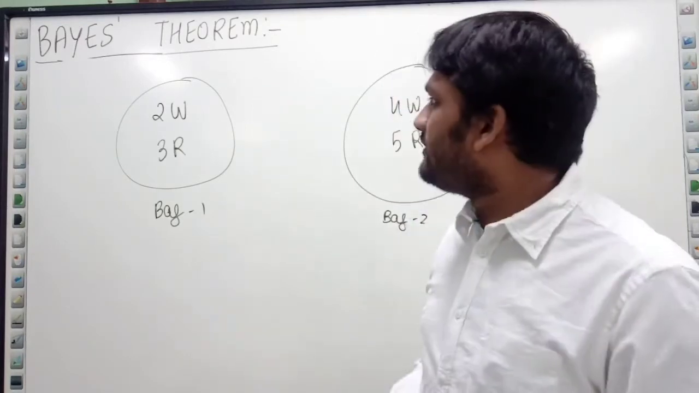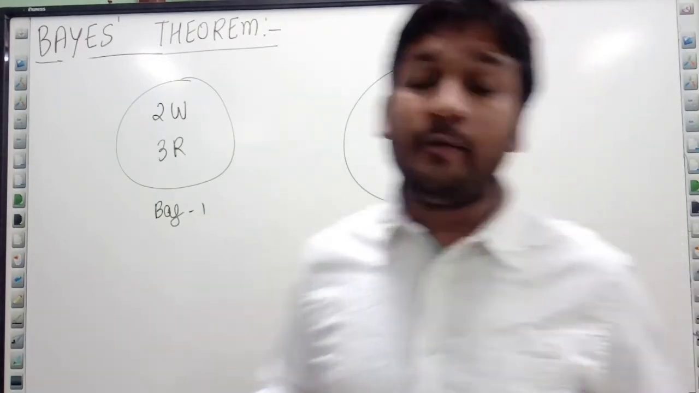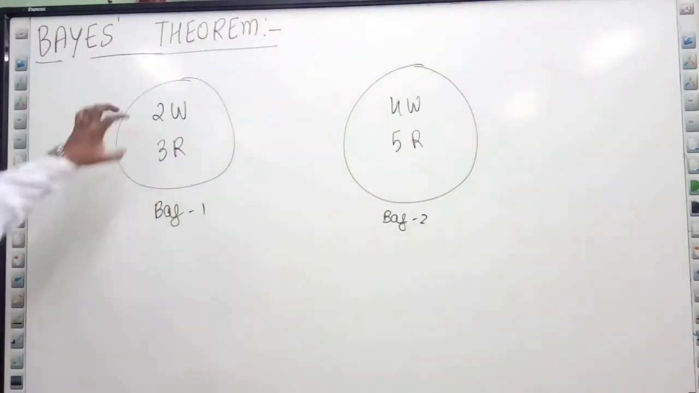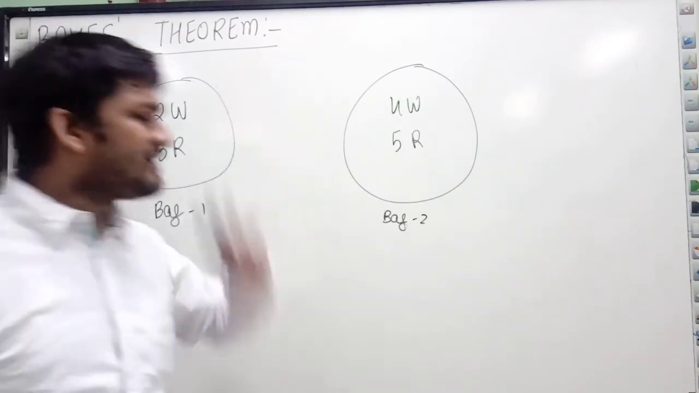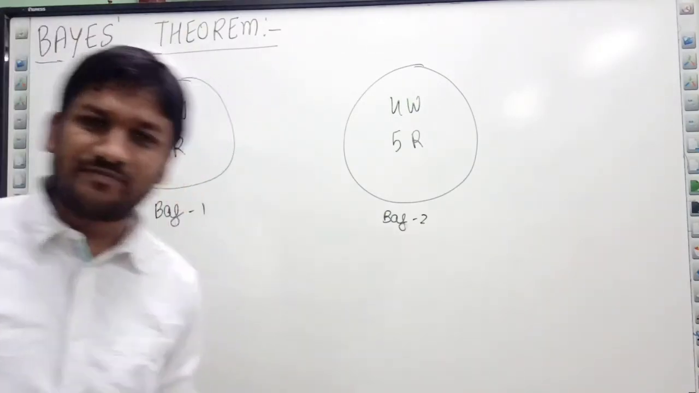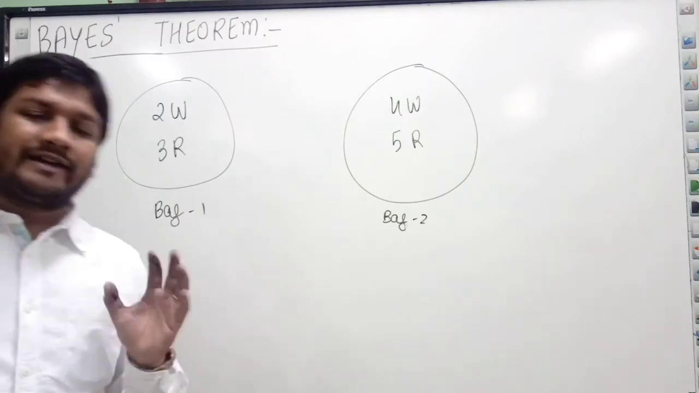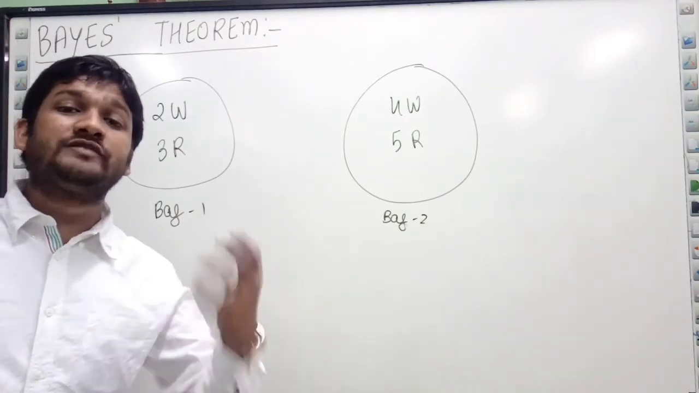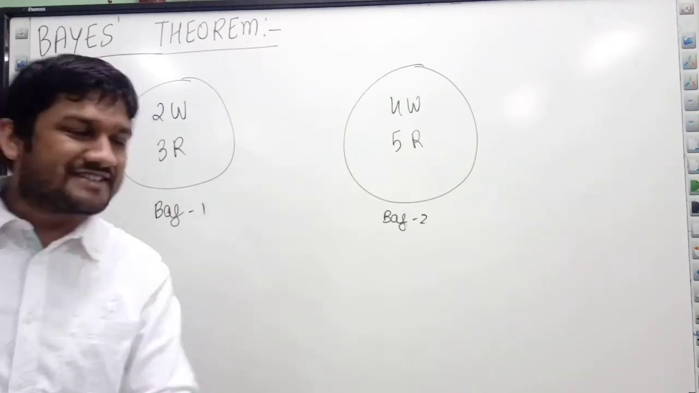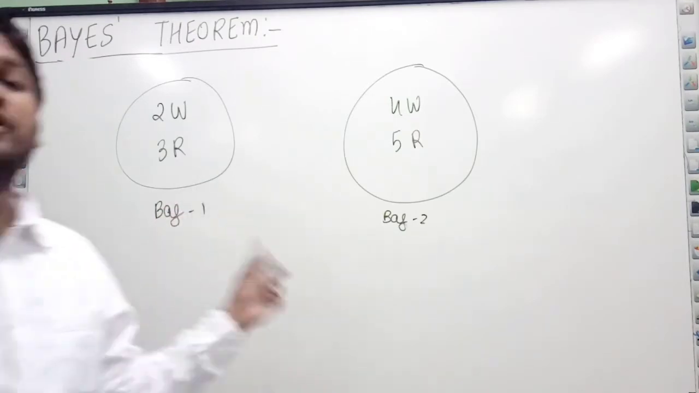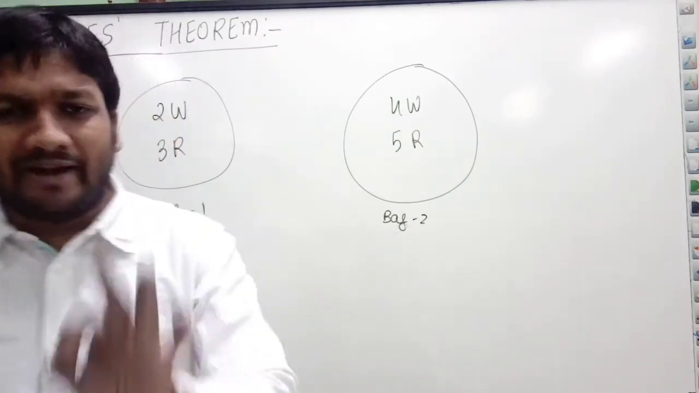Now suppose we have two bags, bag 1 and bag 2. One bag contains some white and some red balls, and the other bag also contains some white and some red balls. Now can I calculate the probability of selecting a bag? You can say yes sir. We have two bags, so the probability of selecting any of the bags is 1 by 2.